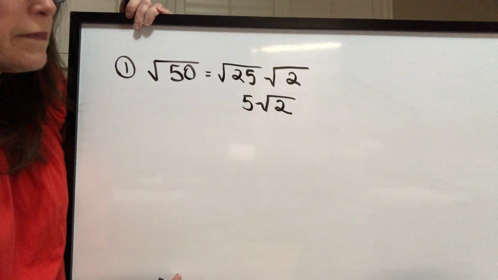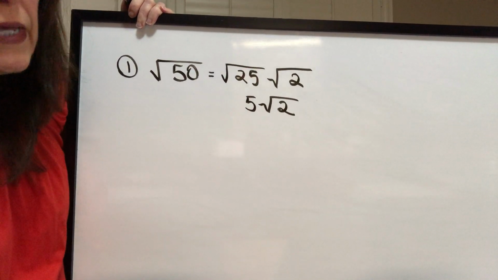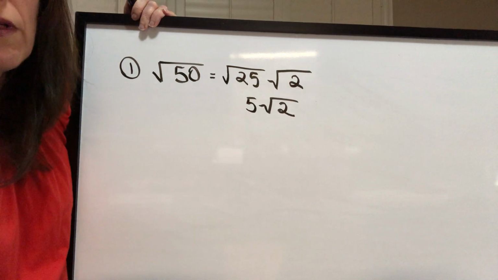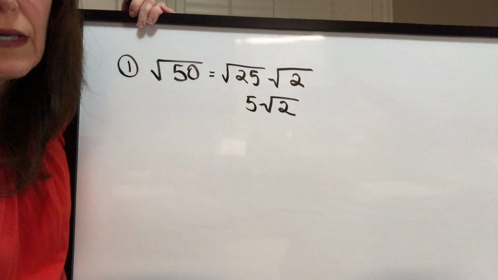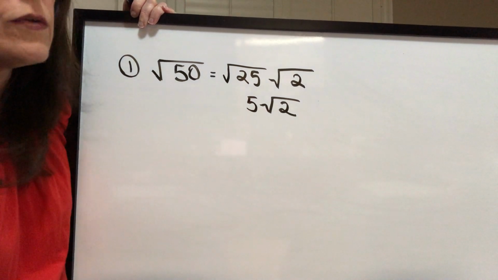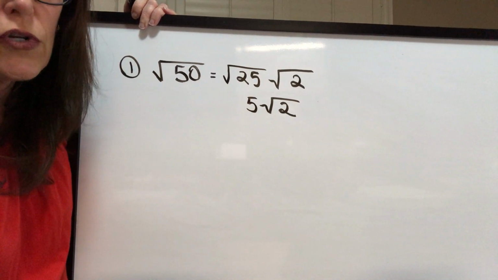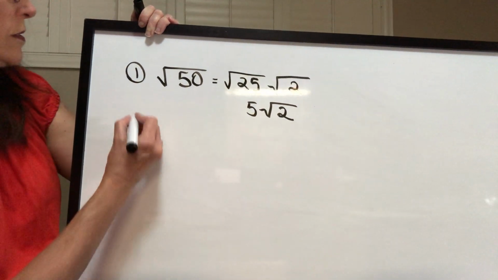Now if you look at the directions at the top of the page, it says to assume that all the variables are positive. That means in this lesson you will not have to worry about the absolute value sign that you did in some of the problems last time. So no absolute value today. All right, so we're going to go to the next one.